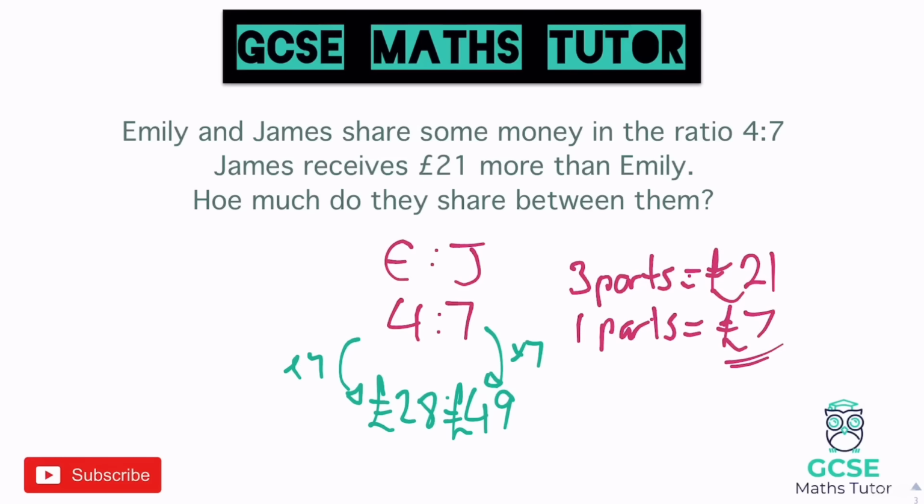So Emily receives 28 and James receives 49. It says how much do they share between them. So if we add these together, it gives us the total amount. So 49 plus 28 gives us 7 and 7, so £77. There we go, so they share £77 between them.